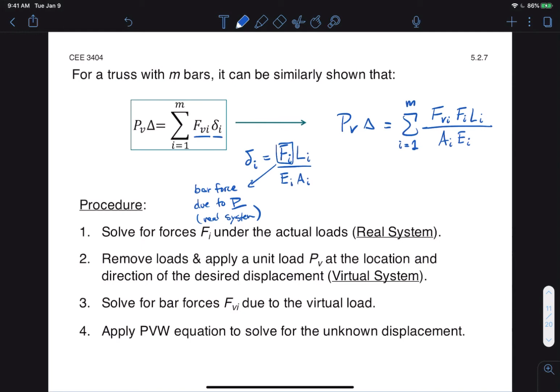So the procedure for applying the virtual work method, which we will do in an example shortly, is first to solve for the bar forces Fi under the actual loads, the real system, then remove the loads and apply a unit load PV at the location and in the direction of the desired displacement. This we'll call our virtual system. Then we'll solve again using the same methodology for the virtual forces, which will be different from the real forces. And then finally we apply this equation to solve for the unknown displacement, big delta. So let's look at that in action.